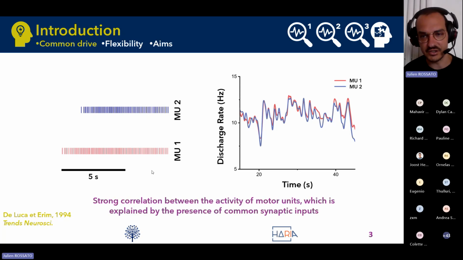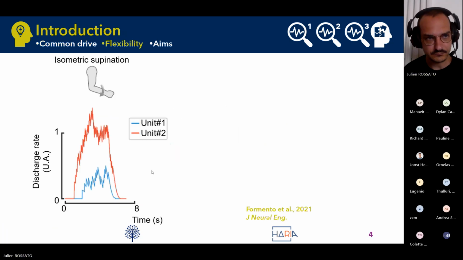This observation has been made in many muscles and has led to the conclusion that these motor units must receive the same synaptic inputs to behave in the same way. This is referred to as a common drive.